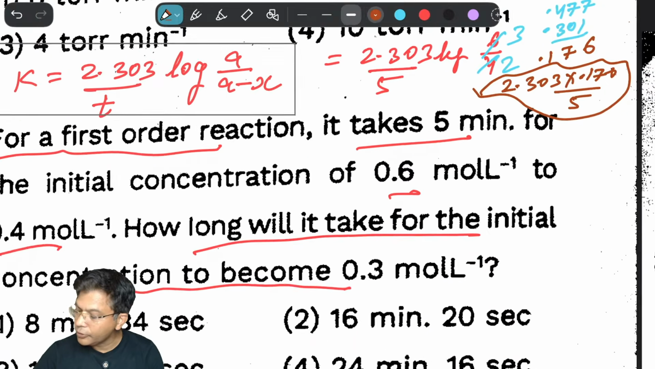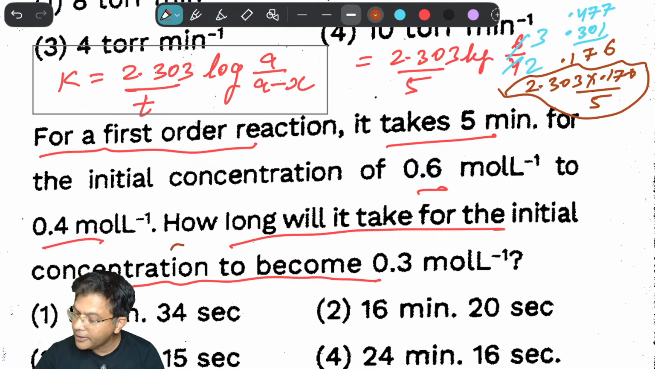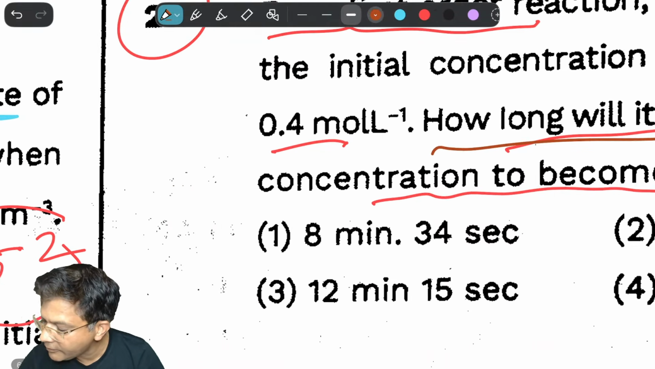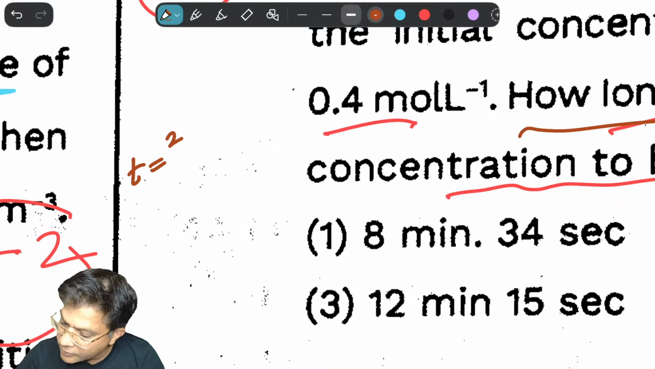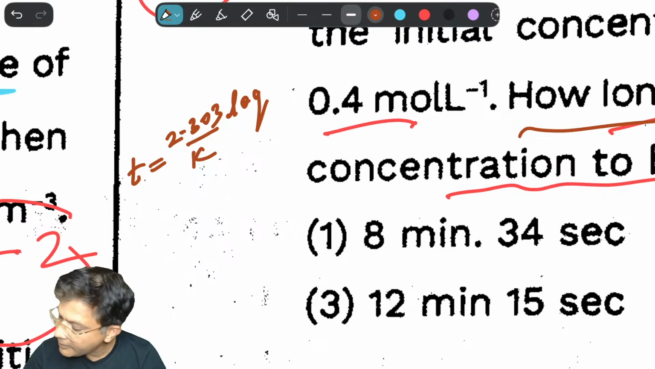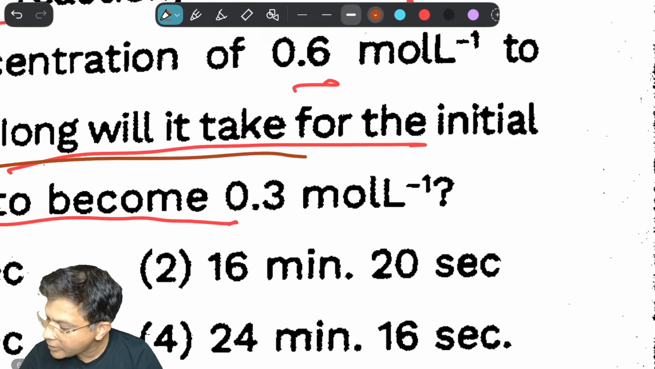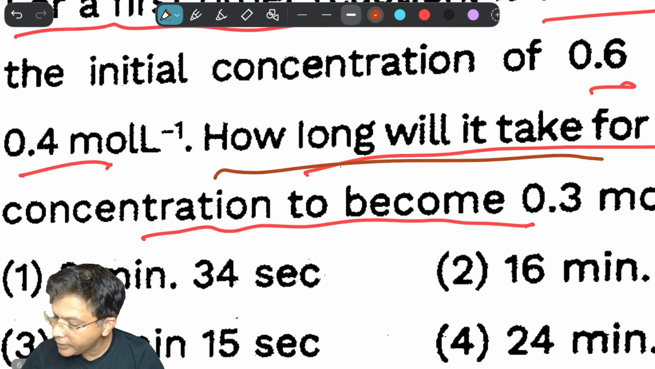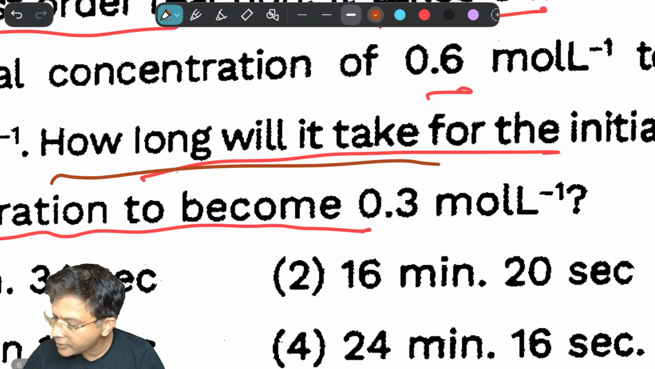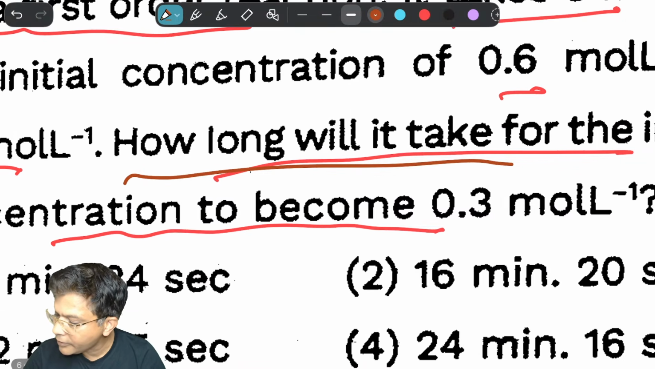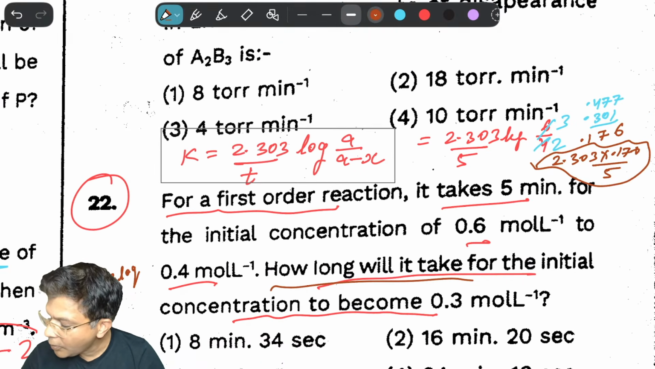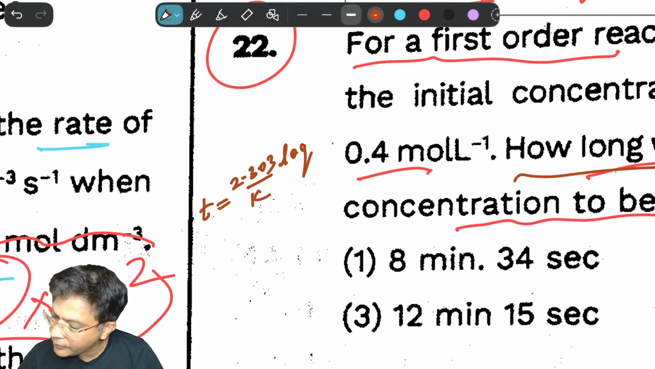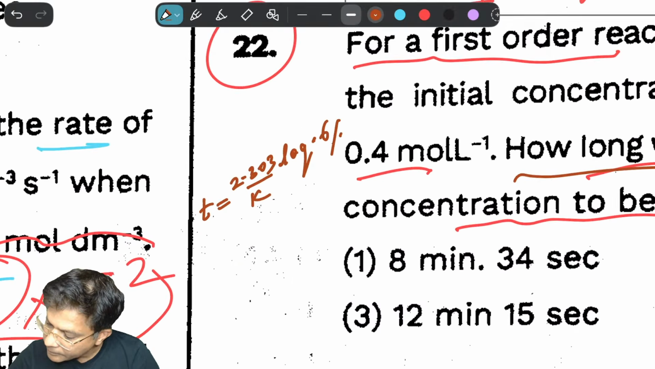Now what you are supposed to do? Keep that value of K over here. Now you know the K. So time you will get 2.303 upon K log of A upon A minus X. For the initial concentration to become 0.3, how long will it take? It means in the starting it was 0.6 to 0.3. Now you can find out.